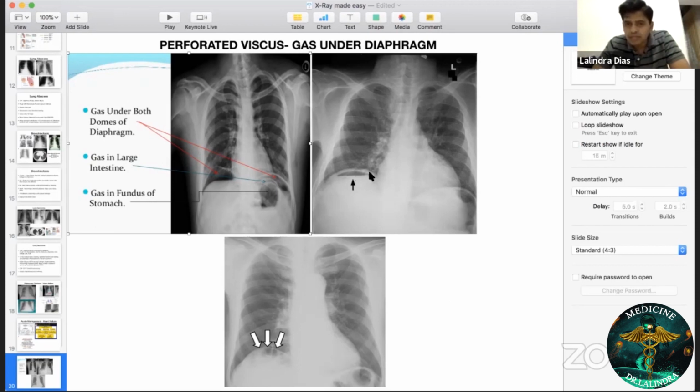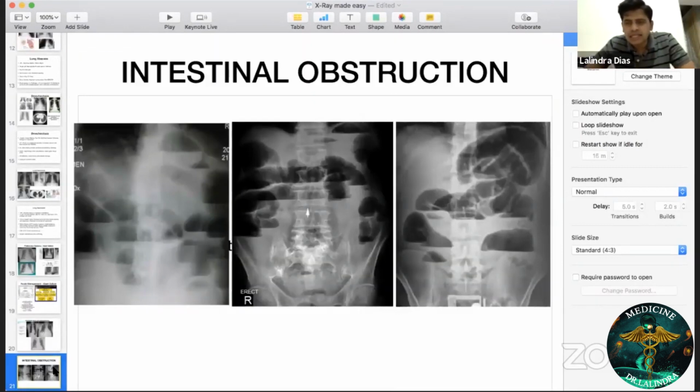But you should never miss this physical sign. What is it? Gas under diaphragm. So what I have done is I have trained your eyes never to miss this. Because if you miss this as a doctor, you will be in prison. Why? It's medical negligence. But from today onwards, it won't happen. Right. So there is a perforated viscus causing gas under diaphragm. Right. Then another surgical condition.